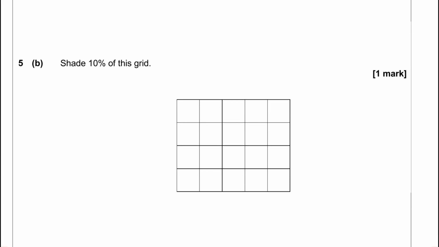Now what about 5b? Shade 10% of the grid. 10% means 10% out of the number of the blocks. We don't know yet how many blocks it is. Let's check it out. 1, 2, 3, 4, 5. 5 columns. 1, 2, 3, 4. And you have 4 rows. So we have altogether 20 blocks. And you just need to shade 10% of it. It's 10% of 20, so you can just cross this percentage with this 0 and this 0. So it's 2. You just need to shade 2 blocks of it.